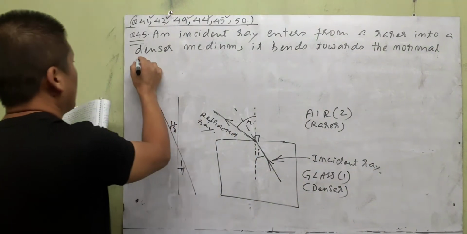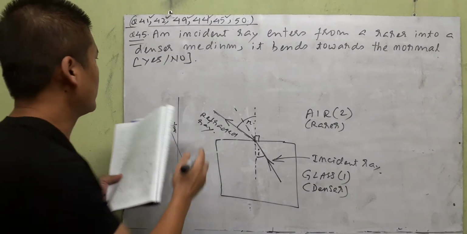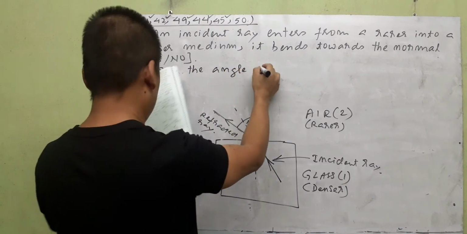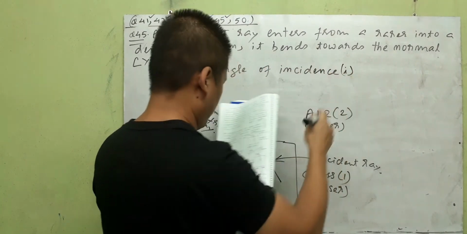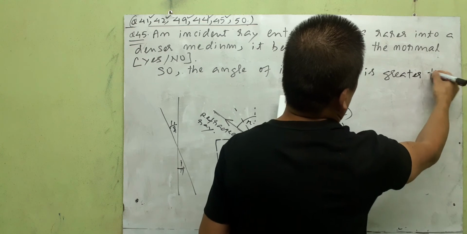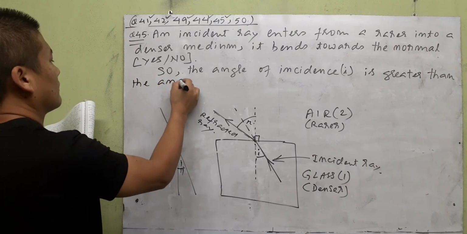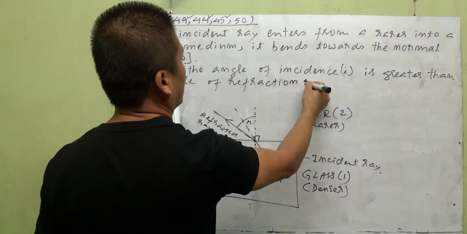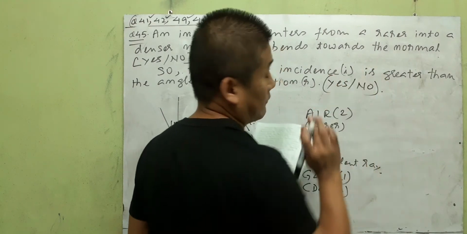Yes or no? Then full stop. Because of this, the angle of incidence, which is represented by small i, is greater than the angle of refraction, represented by small r. This is also another part, yes or no. So we are discussing just the opposite of what we discussed in 44.